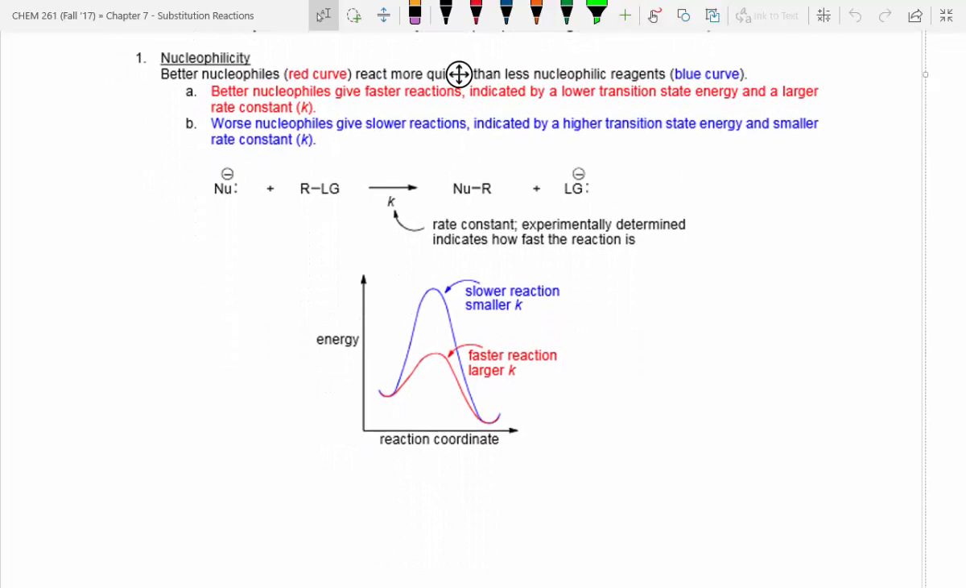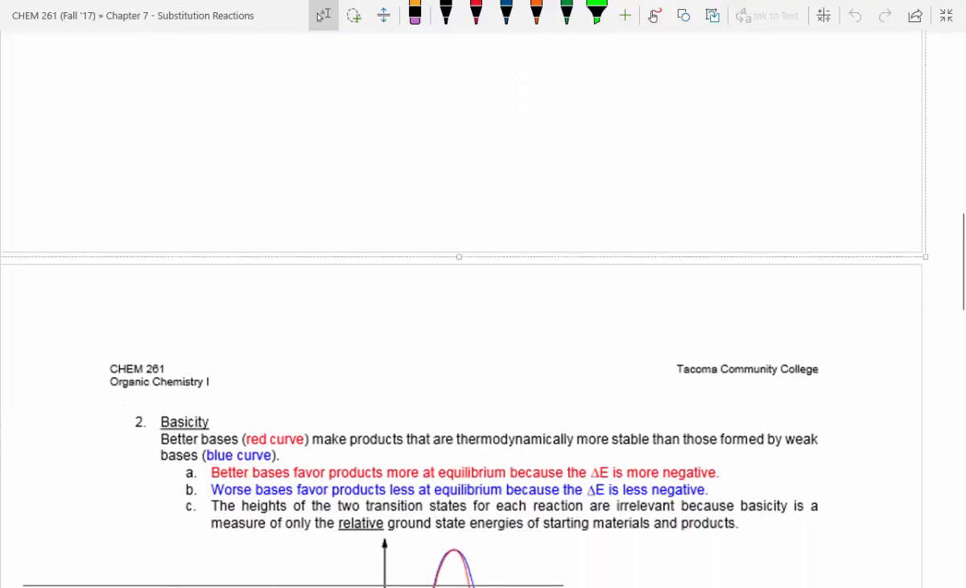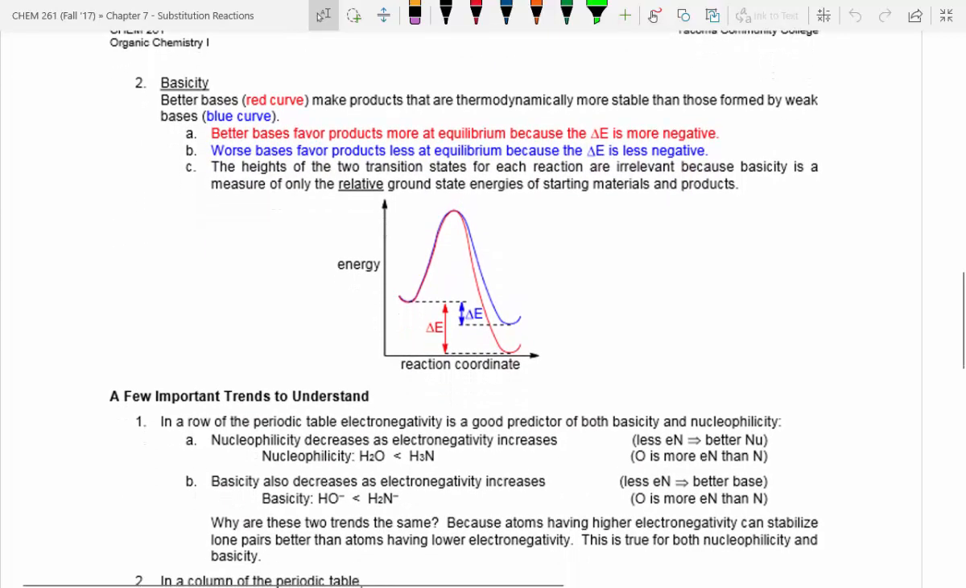For a nucleophile, the thing that matters is the activation energy, right? How large that hump is that you have to overcome. So it has everything to do with EA, whereas basicity, on the next page, says that activation energy doesn't matter for acid-base reactions. What matters is how stable your product is compared to your starting material. So they're very different things. If we think about basicity, it's a measure of thermodynamics. If we think about nucleophilicity, it's a measure of kinetics, meaning how quickly something goes.